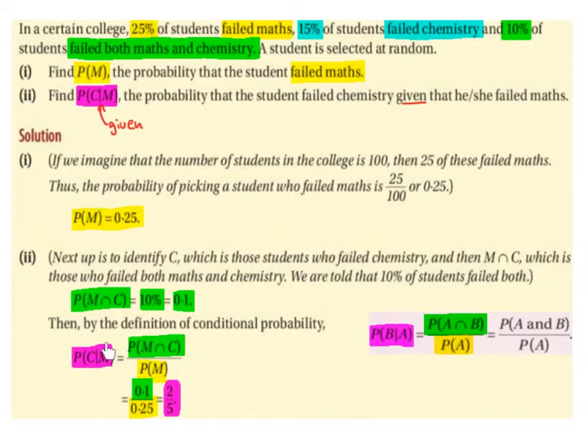So it's basically whatever we are given, the probability of that becomes our denominator, and the intersection becomes our numerator. So the probability of M intersection C is 0.1, so that's our numerator. The probability of M is 0.25, so that's our denominator, which simplifies to 2 over 5. So the probability of C given M, the probability of the student failing chemistry given that they failed maths, is 2 over 5.